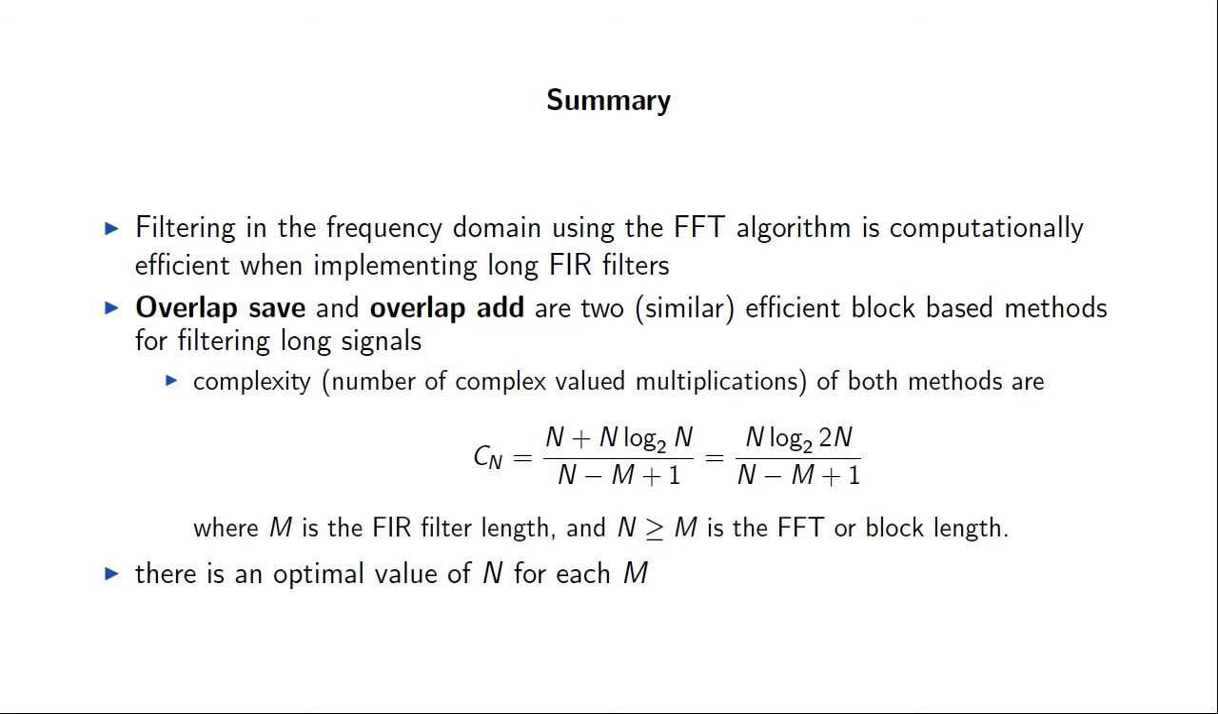Both have the same complexity in terms of the number of complex valued multiplications per sample, and it's given by this formula that C of n is equal to n times log 2 of 2n divided by n minus m plus 1, where m is the filter length and n is the length of the block that we use in the fast Fourier transform. And we also saw that there is an optimal value of the length n for each value of the filter length m. So n will generally be quite a lot larger than m, but much shorter than the total length of the signal that we wish to filter.